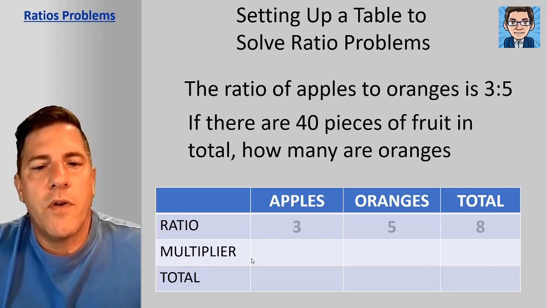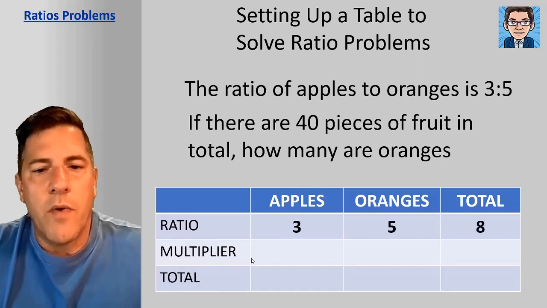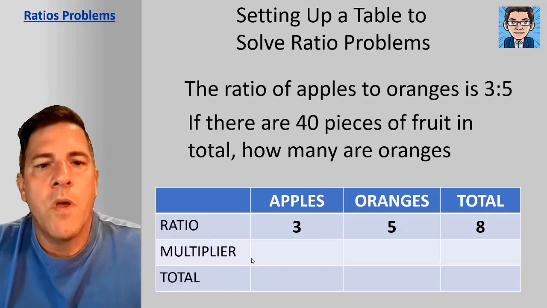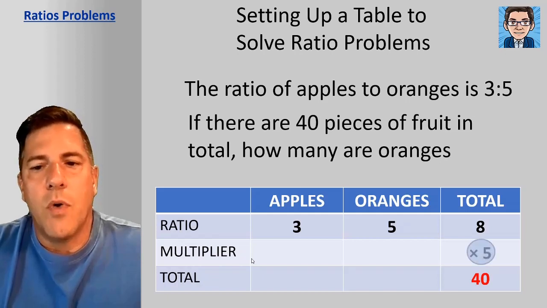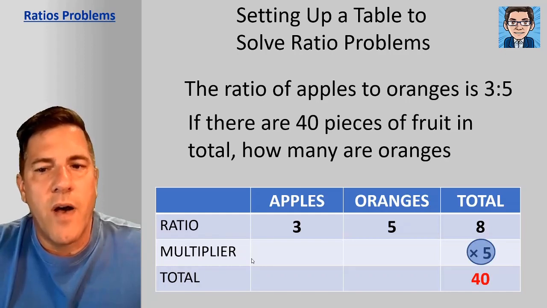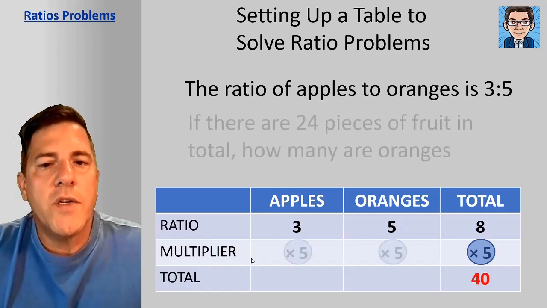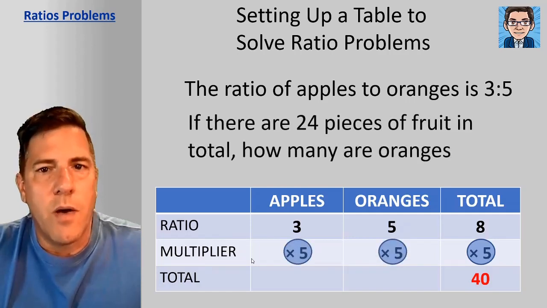So to fill in that first line, we've got a ratio of 3 to 5 on apples to oranges, and then we just add those to put the total of 8. The problem tells us that there's 40 pieces total, so that's going to go right down in the lower right hand corner. So the total number of pieces is 40. Then from there we can figure out the multiplier. 8 to 40 is a multiplier of 5. So we've got to multiply by 5. If we're multiplying the total by 5, then both the ratios also get multiplied by 5 as well.